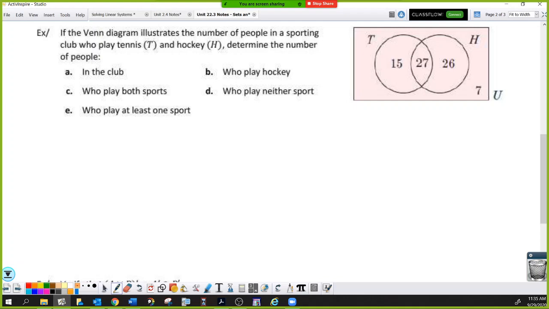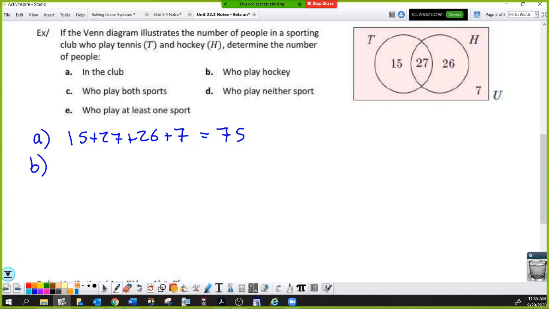Well, A is going to be 15 plus 27 plus 26 plus 7. Because the 15, 27, and 26 are just the people who play tennis and hockey. There are a lot of other sports in the sporting club, so you have to include the 7 who don't play tennis or hockey. And add these numbers up. Oh, gosh, what is this? 75, thank you.